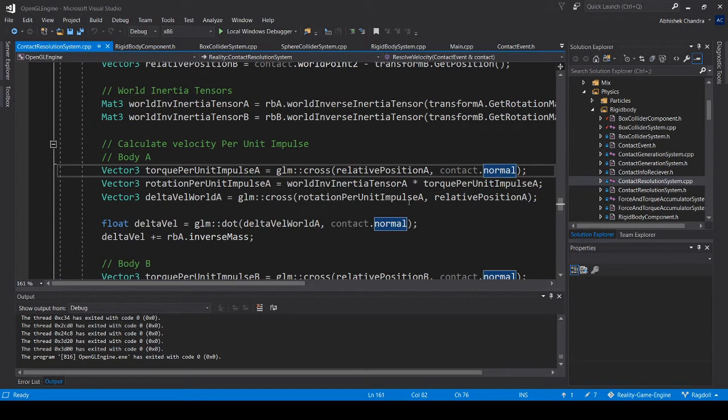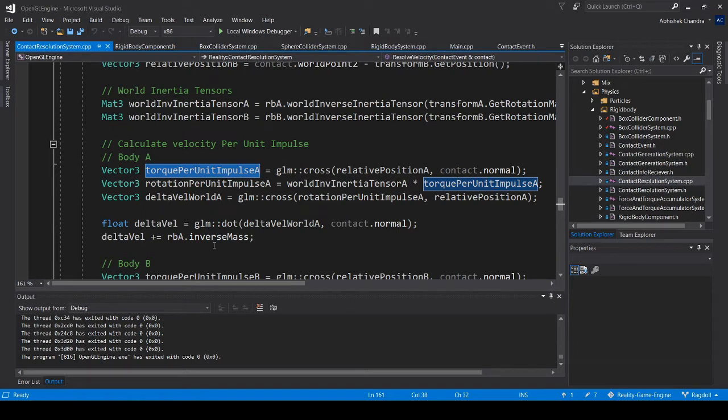If you guys remember, torque is R cross F, so relative position times force. Force is contact normal because we're saying it's a force of magnitude 1 along the normal. So that's how we get the torque. From torque, we get the angular velocity. We're calling it rotation per unit impulse. This is basically angular velocity. Angular velocity is I inverse times torque. Inverse moment of inertia tensor times torque.